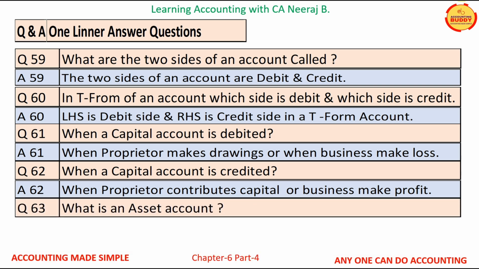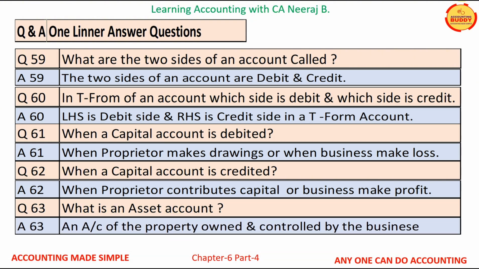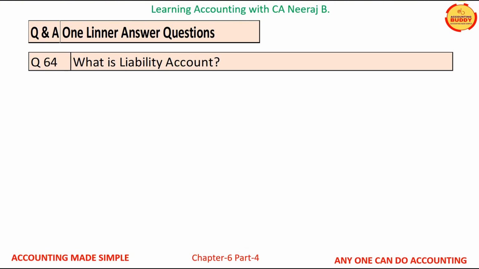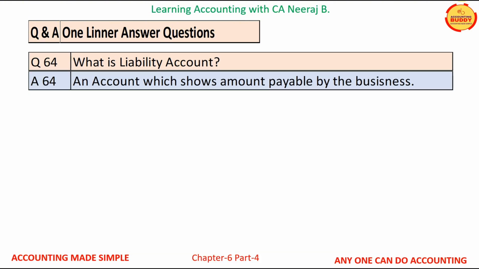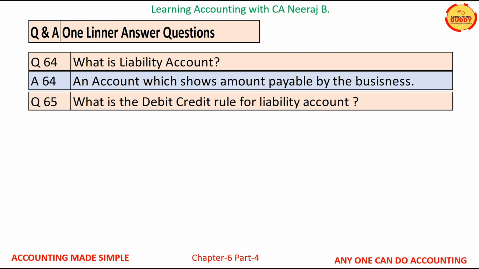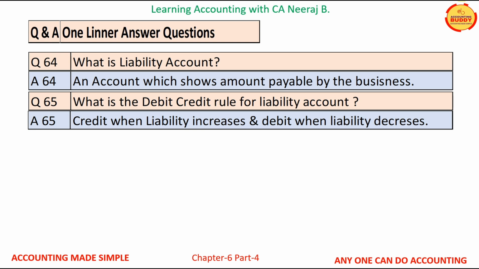Question number 63. What is an asset account? The answer is, an account of the property owned and controlled by the business is an asset account. Question number 64 on your screens is, what is liability account? The answer is, an account which shows the amount payable by the business to the outsiders is a liability account. Question number 65. What is the debit credit rule for liability account? The answer is credit when the liability increases and debit when liability decreases.